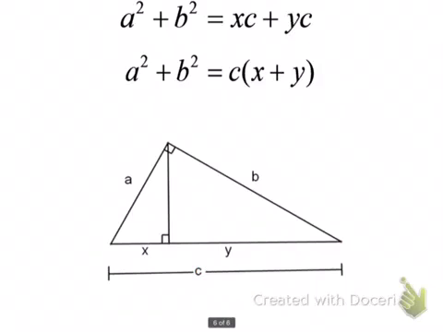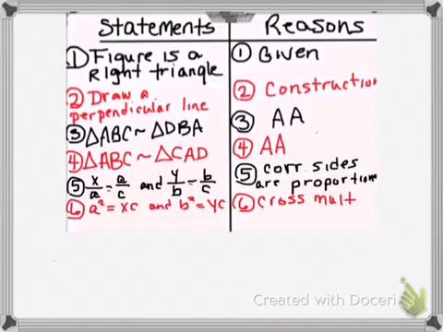All right, now what it wants us to do is add those. So if I add A squared plus B squared, then I would have to add what they were equal to. So I added XC plus YC. And then I noticed that both of these have a factor of C. So I can use the distributive property to take the C out. That gives me C times X plus Y.